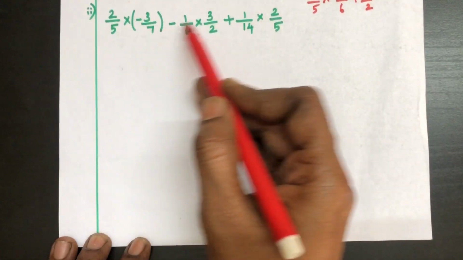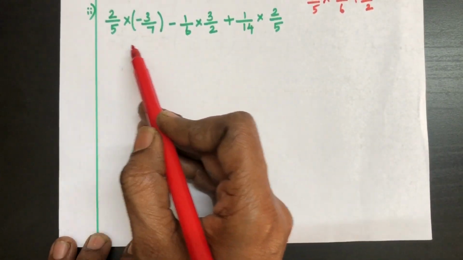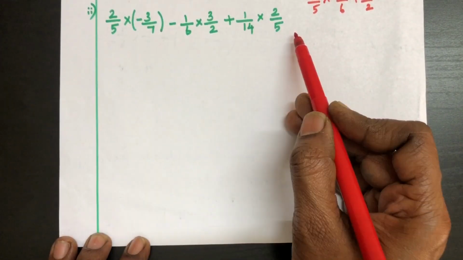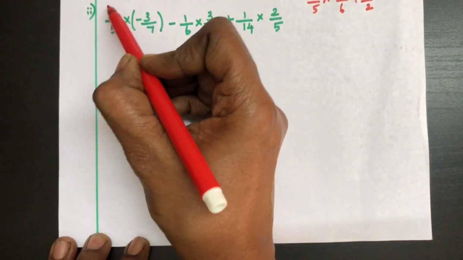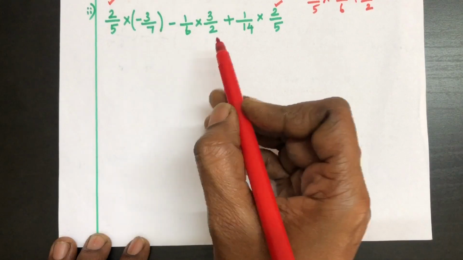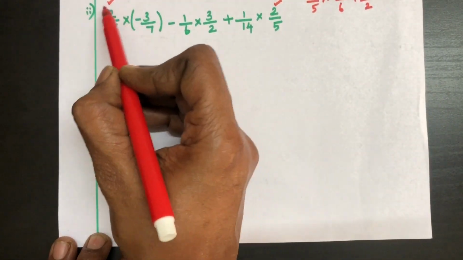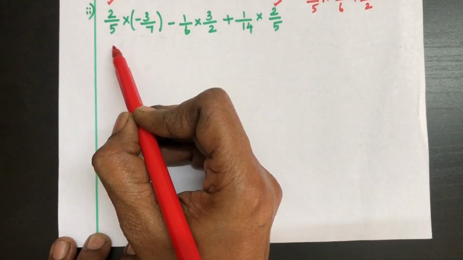Second question, using appropriate properties, find this. It is also very easy. Look for the common number present in the terms, in between the terms. Yeah, it is here, 2 by 5 and 2 by 5 alone. So what we are now going to do is bring this 2 by 5 term close to this term which has 2 by 5. That's all.